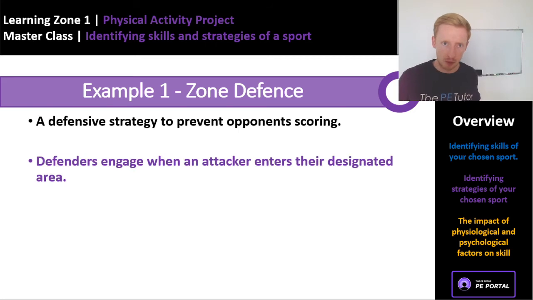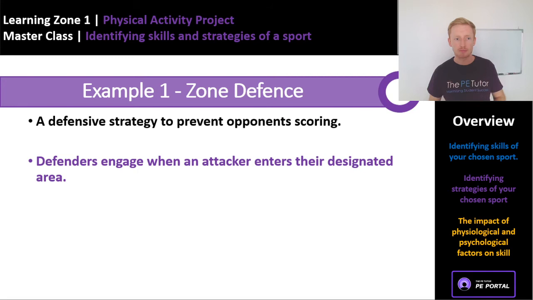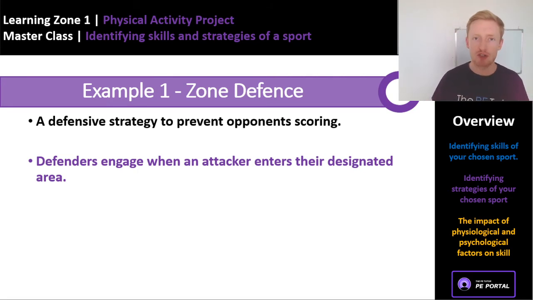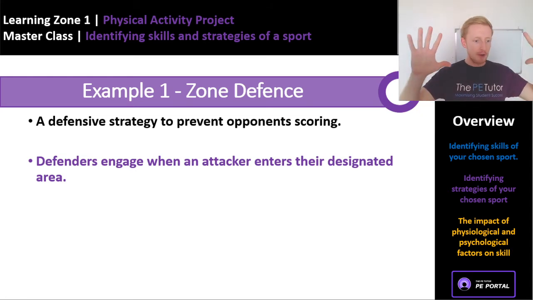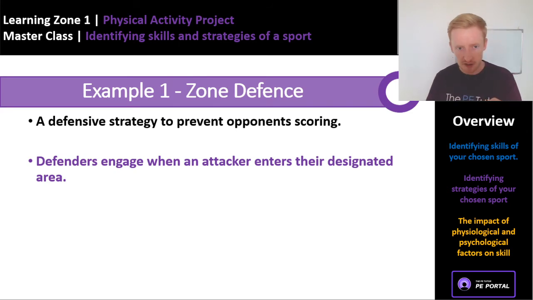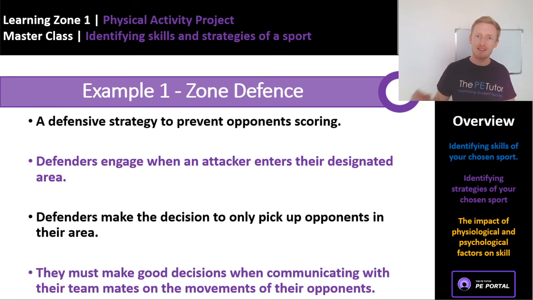So one example, okay, this is sort of how you can be thinking now. Zone defense. So first of all, it's a defensive strategy. Okay, so it's trying to limit the amount of scoring our opponents can do. And for basketball, or for, I suppose, most invasion games, we can play zone defense. Defenders engage when an attacker enters their designated area, as opposed to tracking one man or one person. So defenders are making the decision to only pick up opponents in their area.